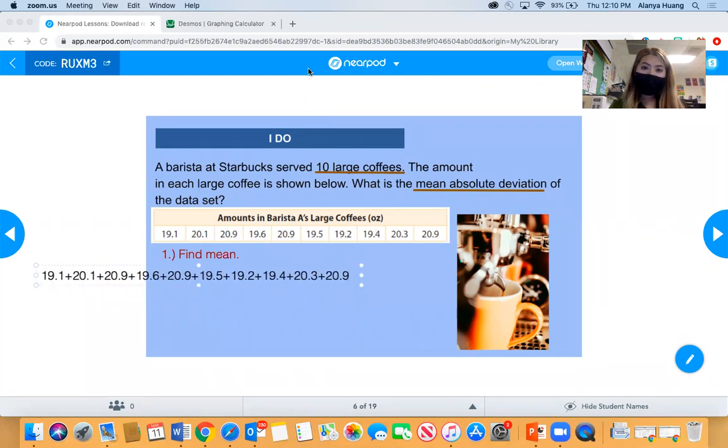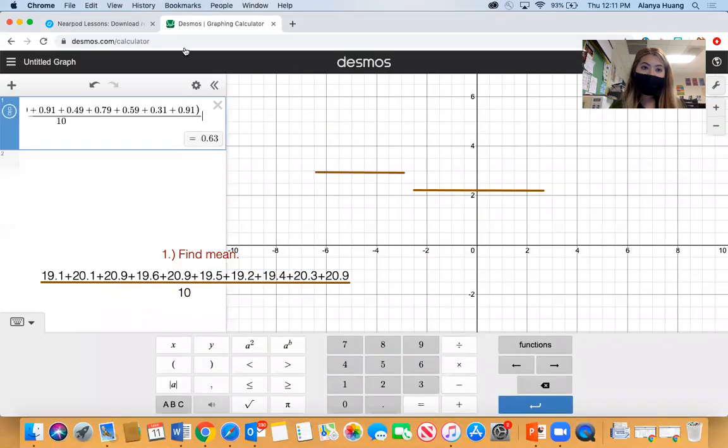Okay, and then we're going to have to divide this by the total number of numbers that there are. And so there's 10 numbers, so that's why we're dividing by 10. I'm going to just copy and paste this info into Desmos. But the one thing that I have to remember to do is put a parentheses around all of these numbers.